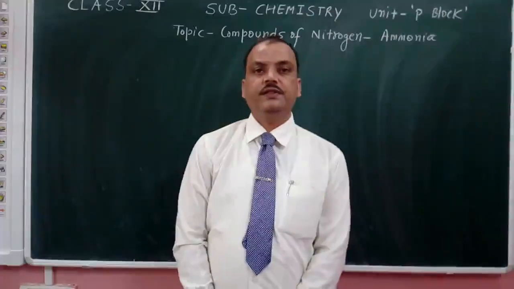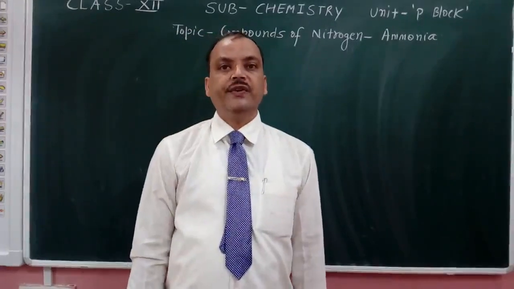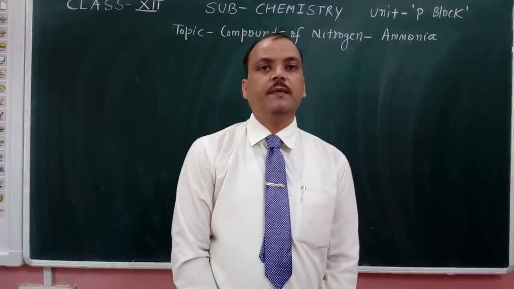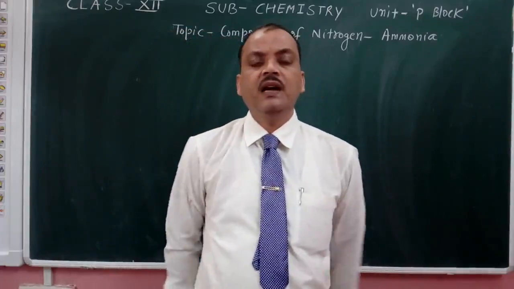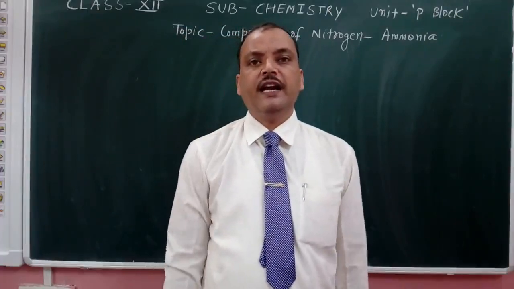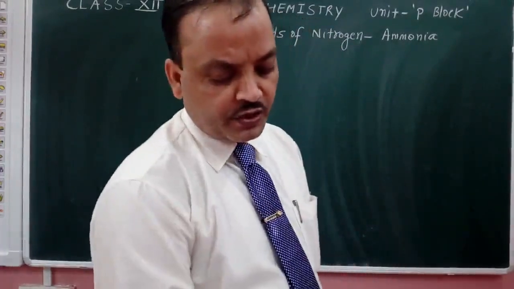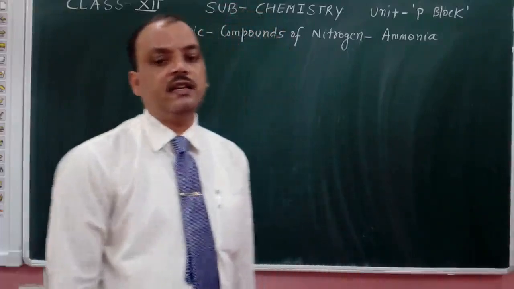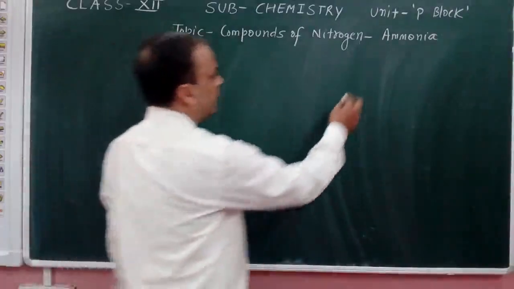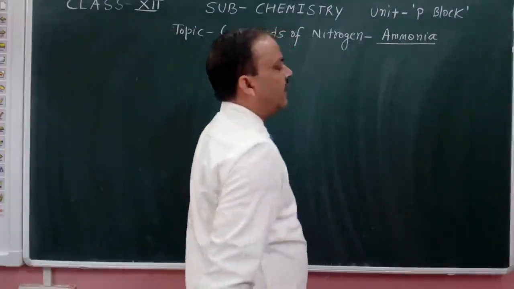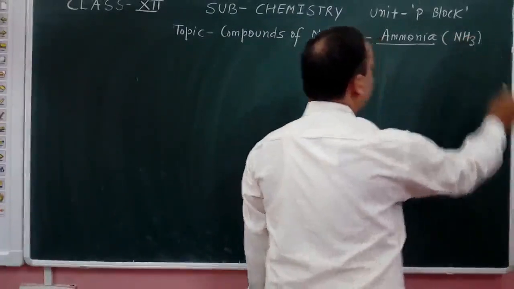Good morning, students. In our today's class, we are continuing with our previous topic. In our previous topic, we discussed the details of dinitrogen. Dinitrogen is a compound of nitrogen, and in today's class, we are going to start another compound of nitrogen, and that compound is ammonia. The formula of ammonia is NH3.